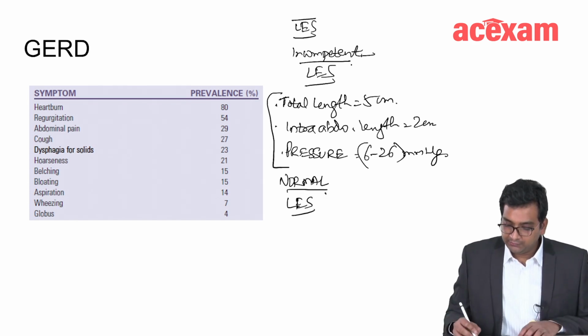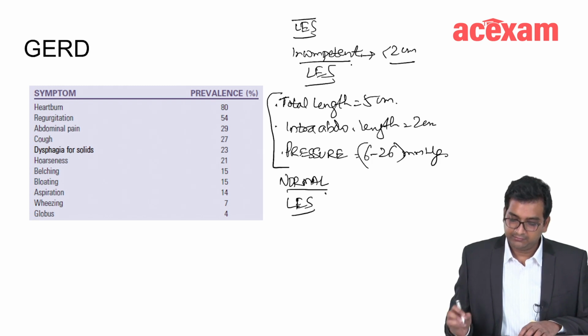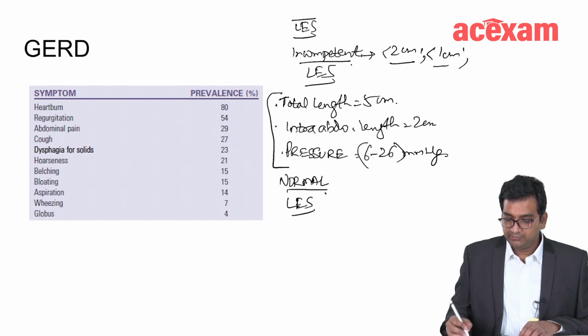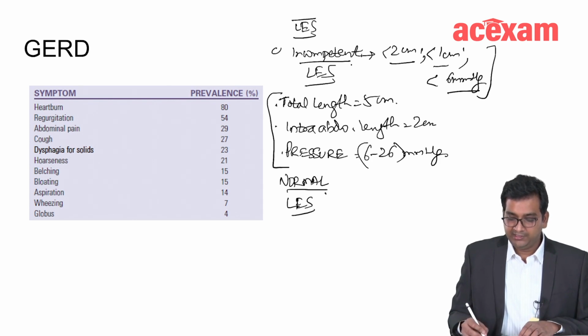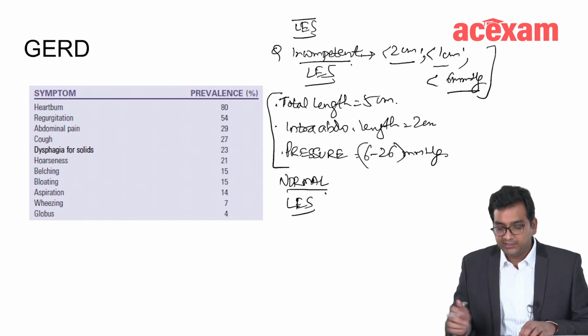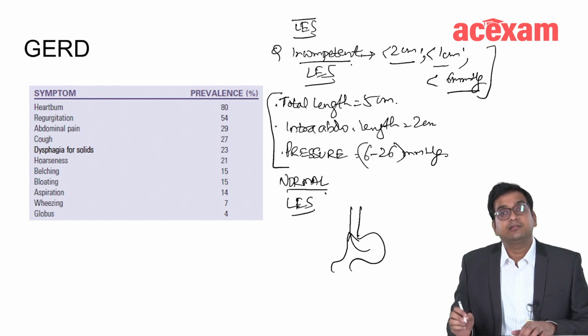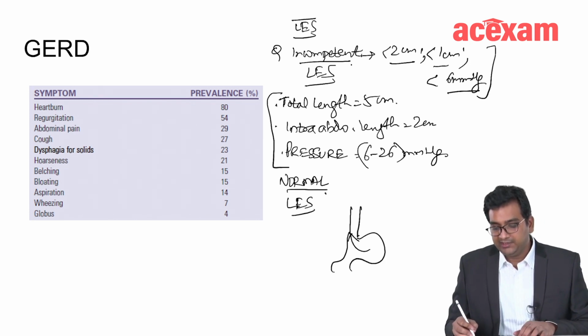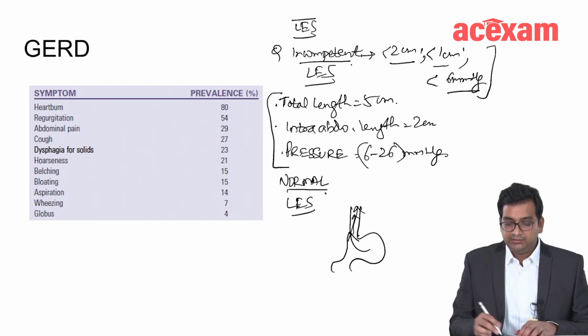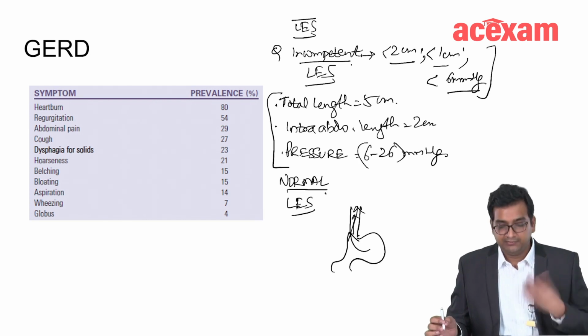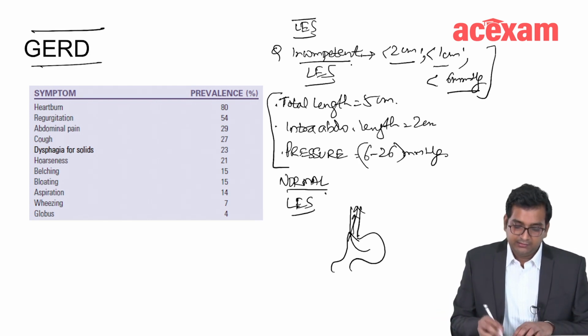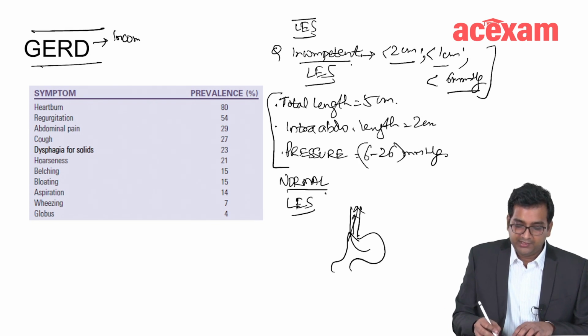Whenever the total length goes less than 2 centimeters, or the intra-abdominal length goes less than 1 centimeter, or the pressure goes less than 6 mmHg, it is known as incompetent LES. The function of LES is to prevent reflux. Whenever there is incompetent LES, there will be more and more reflux, and it will lead to GERD, the gastroesophageal reflux disease. So GERD occurs because of incompetent LES.